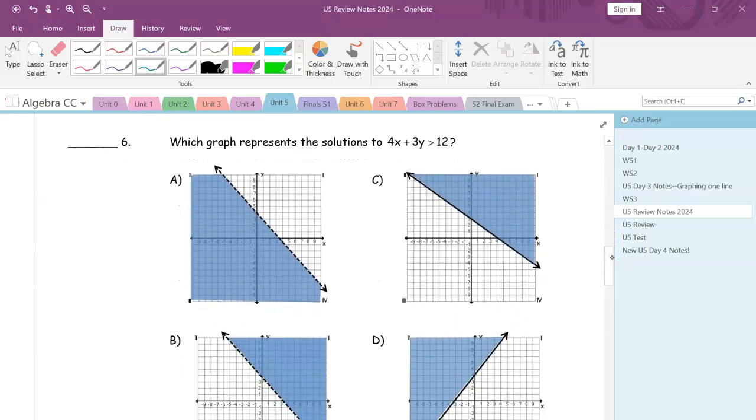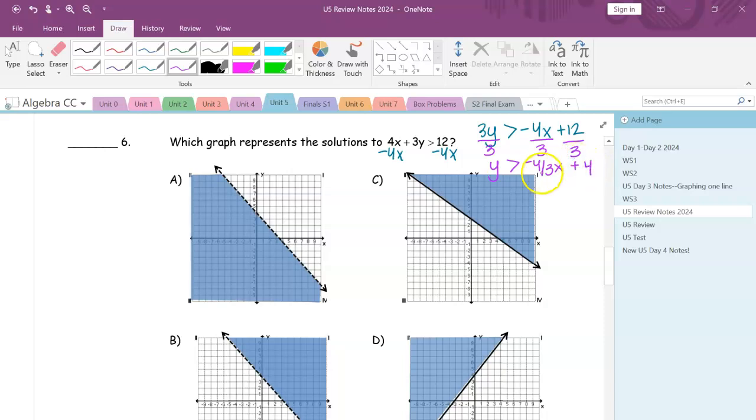All right, next, which graph represents the solutions to 4x plus 3y equals 12? Again, if we're graphing, we want to solve for y first, so we'll subtract our 4x over. And then we'll go ahead and divide by 3. We are not flipping our symbol because we're dividing by a +3. And we'll just get -4/3 x plus 4.